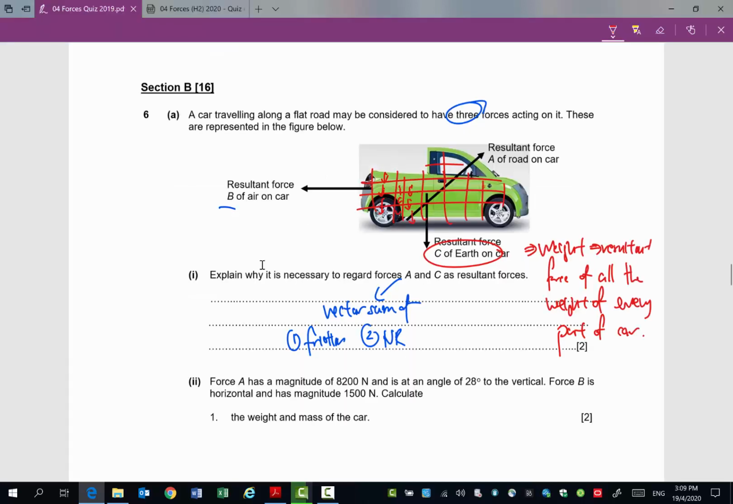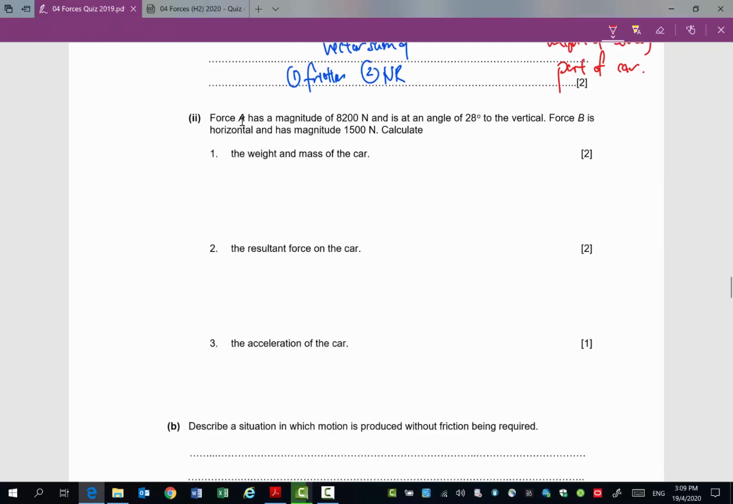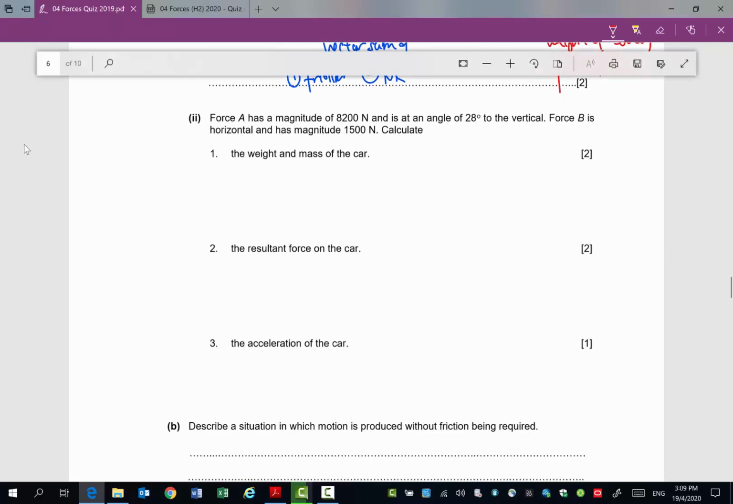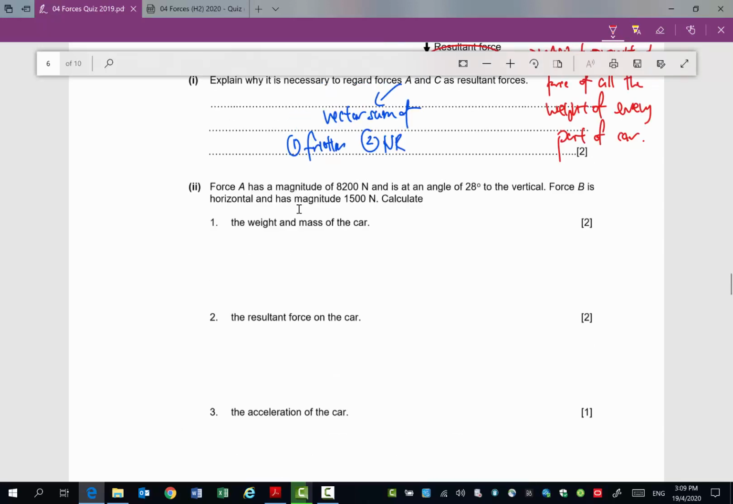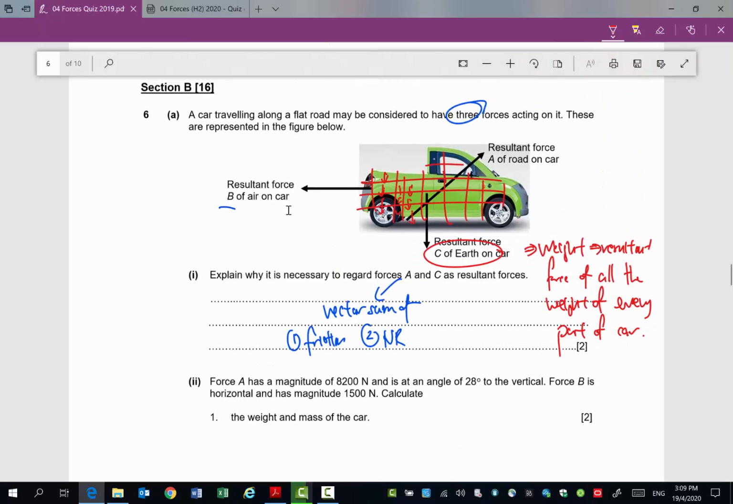So now let's move on to part 2. Force A has a magnitude of 8,200 Newton and is at an angle of 28 degrees to the vertical. Force B is horizontal and has a magnitude of 1,500 Newton. We are required to calculate the weight and mass of the car. Let me indicate some of the important key information given. We know that force A is 8,200 Newton, and force B is 1,500 Newton. We are required to find force C, given that the angle here is 28 degrees.